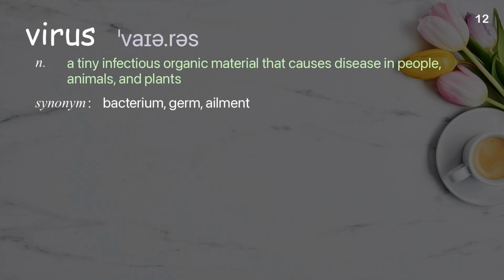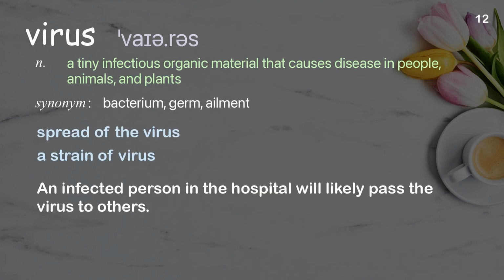Virus. A tiny infectious organic material that causes disease in people, animals, and plants. Examples: Spread of the virus. A strain of virus. An infected person in the hospital will likely pass the virus to others.